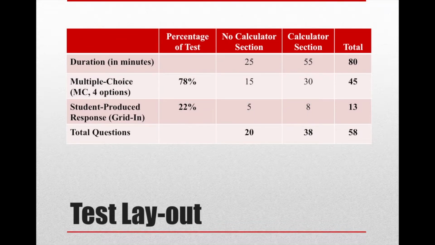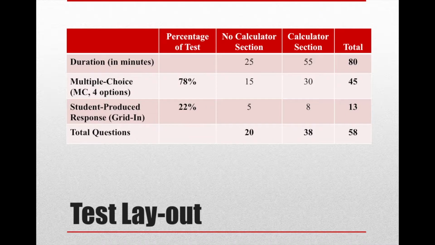First, let's take a look at the test layout. Basically, the math portion of the SAT is going to be made up of two different types of questions. You're going to have multiple choice questions that have 4 options to choose from, and you will also have student-produced responses or grid-in questions. The multiple choice questions will make up 78% of the test, and the student-produced responses will make up 22% of the test.